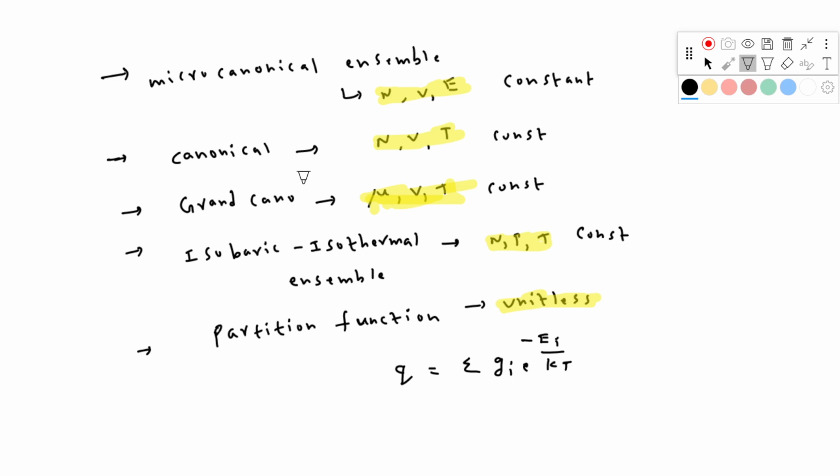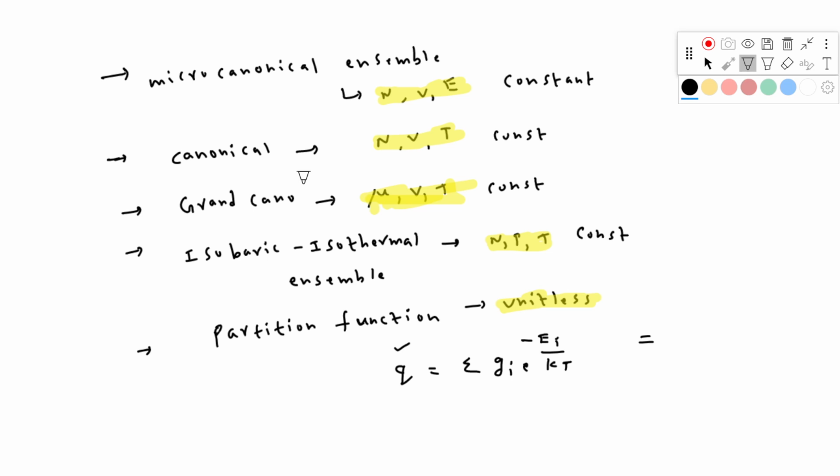And partition function next. Always remember, the partition function is always unitless. If you want to calculate the partition function, your answer must be unitless only. If you get any unit, that means your answer is wrong, because you are calculating the partition function. Always remember, partition function is unitless. And the partition function formula is summation, that means you add the terms, summation z_i e power minus E_i by kT.